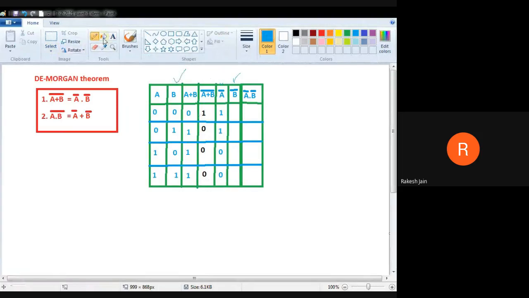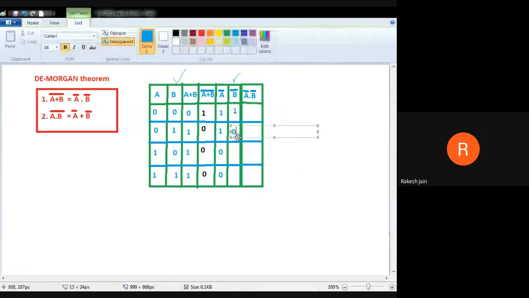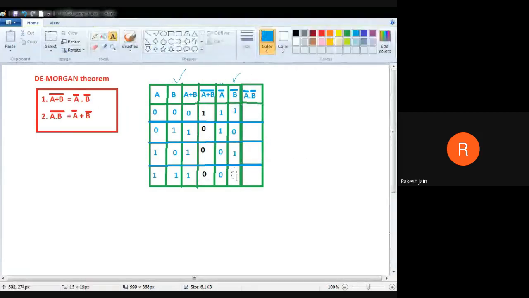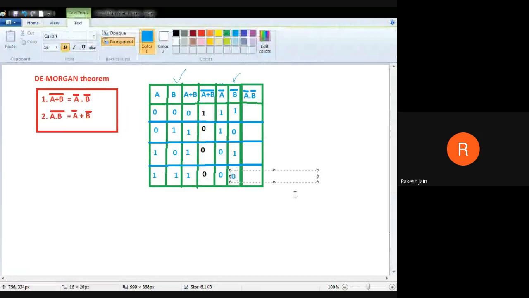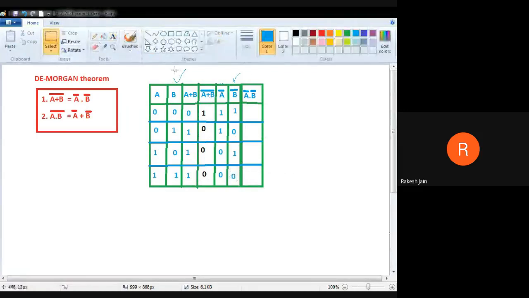Okay. Now what is B bar? B bar is the complement of B. So just complement it. B is 0, that's why it is 1. B is 1, that's why it is 0. B is 0, that's why it is 1. B is 1, that's why it is 0.